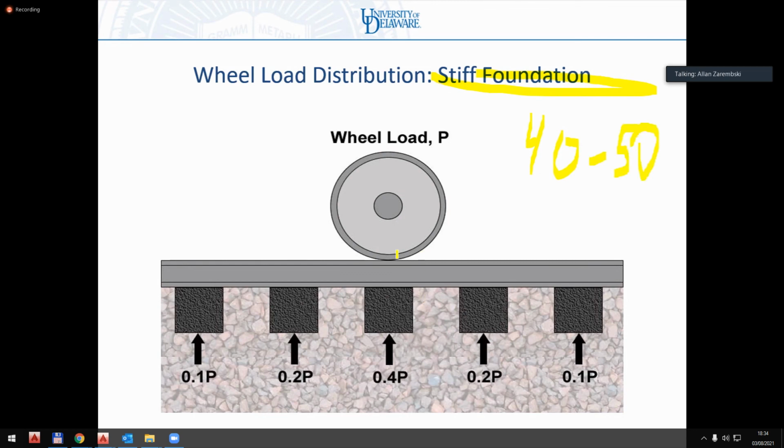You can see the sleeper directly under the wheel carries about 40% of the load. These two sleepers carry another 20% each, and these two sleepers carry about another 10% each. So combined, they add up to approximately 100%.